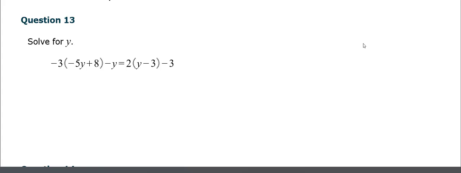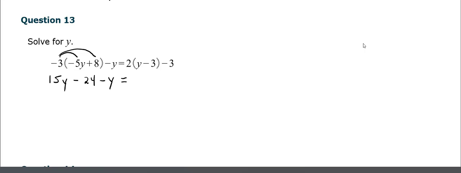So on the left hand side, since I have -3 touching parentheses, I'm going to use the distributive property and multiply it times everything inside the parentheses. So -3 times -5 gives me positive 15y. -3 times positive 8 gives me -24. And I still have that minus y.